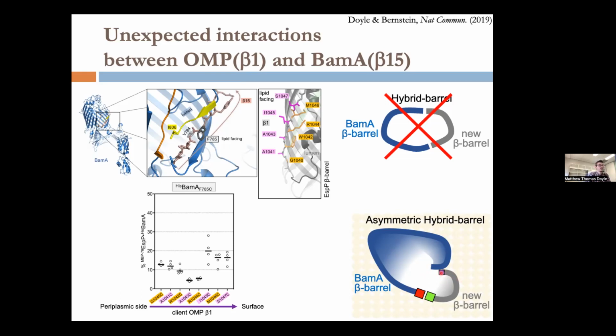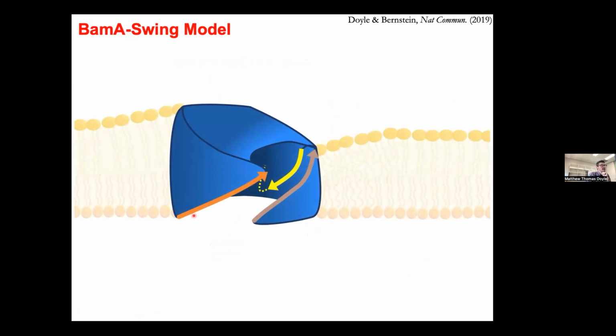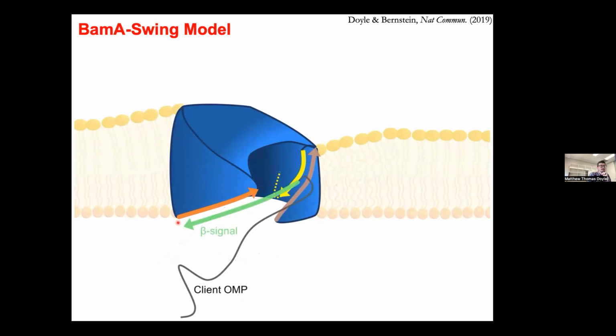All right. And so we came up with this new model, which I called the swing model. I have a little bit of a cartoon here, and I'll explain it as I go. What we think the reason is for all these different conformations in BAM-A is that the first strand of BAM-A presents to the periplasm, and then perhaps this allows for an unfolded OMP to be bound through its beta signal to that location. And so we've got fantastic data to show that that is the case.